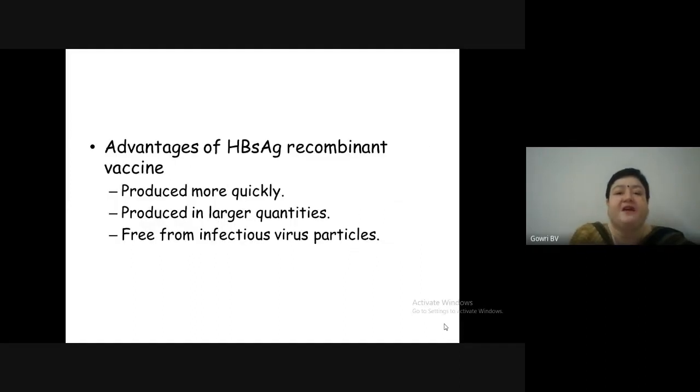Advantages of hepatitis B surface antigen recombinant vaccine. The main advantage is they can be produced more quickly, in larger quantities. In a conical flask or a test tube, you do not require animal models or big areas for growth. So you can produce them in very large quantities. And of course, since only the surface antigen gene is removed and cloned, it is free from infectious virus particles because it is in no way associated with the core antigen. So the advantages, I repeat: produced more quickly, produced in larger quantities, and free from infectious virus particles.